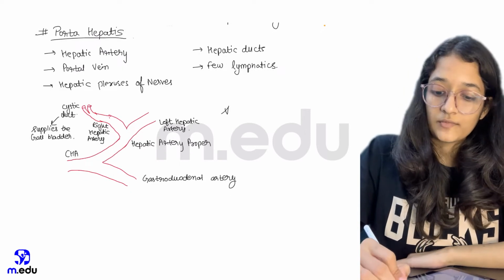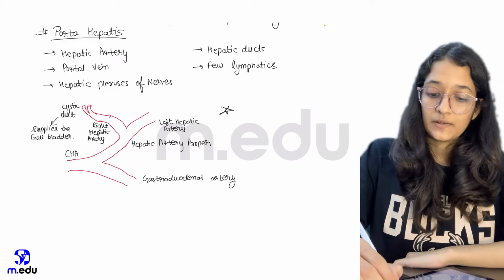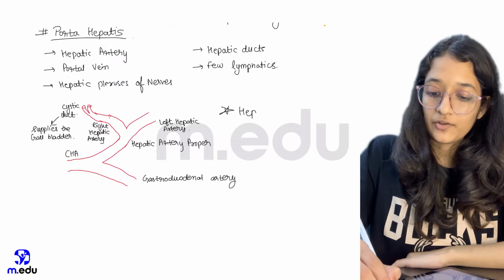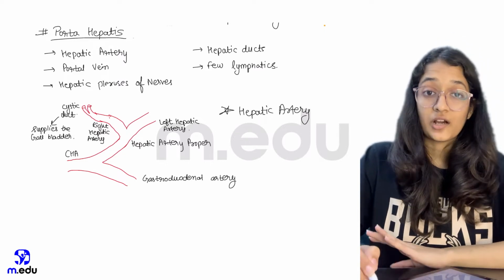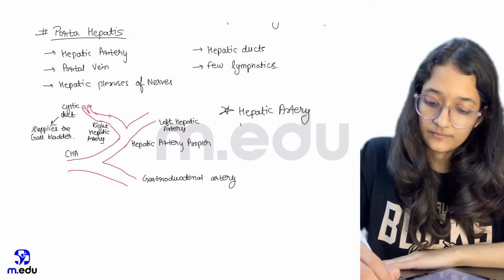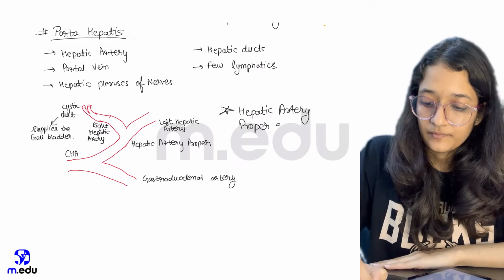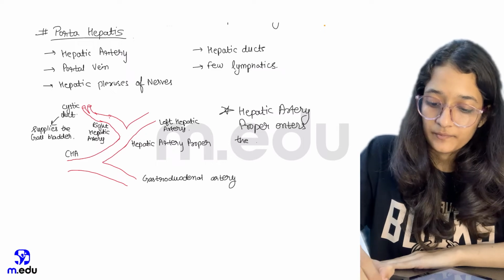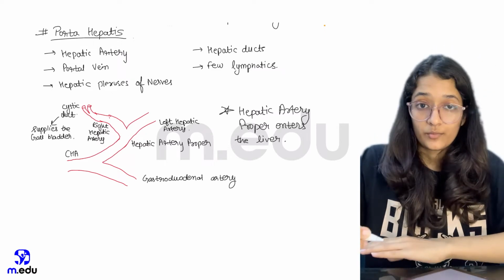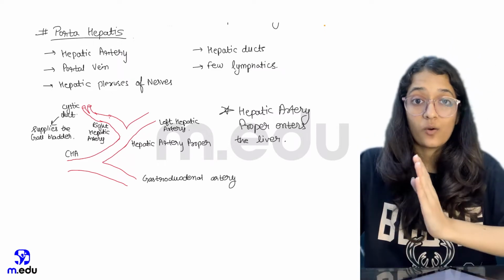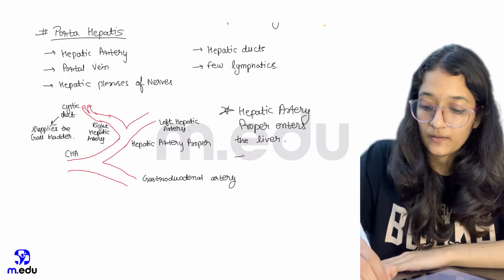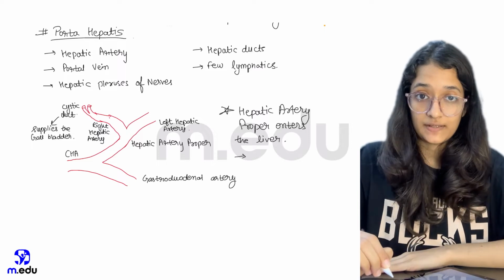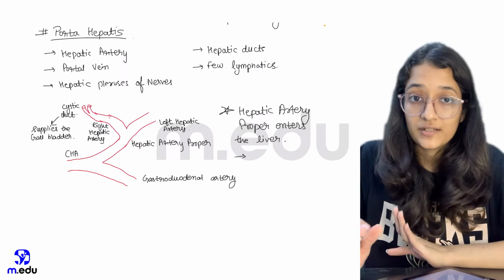So the important point to note here is that the hepatic artery proper is the artery which enters the liver. Now this artery supplies oxygen-rich blood to the liver. Why I am mentioning it here is because the portal vein does not do the same.